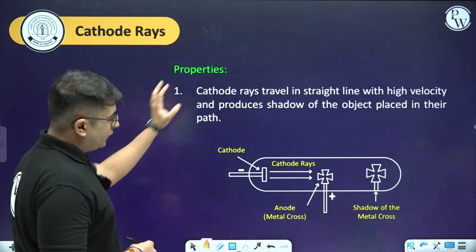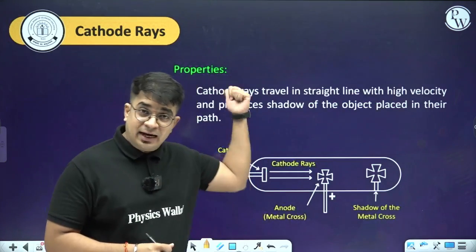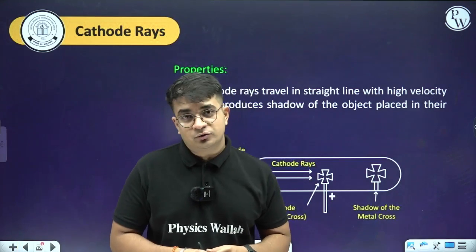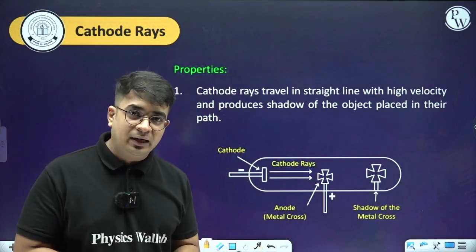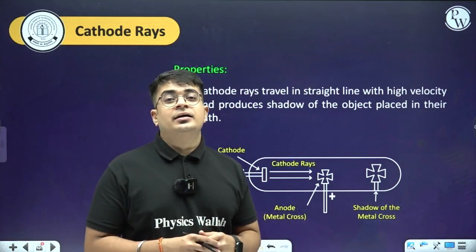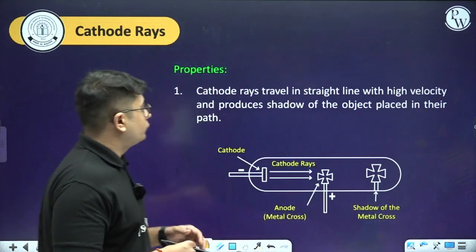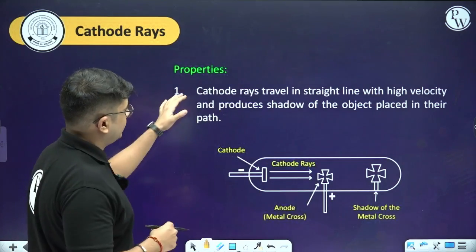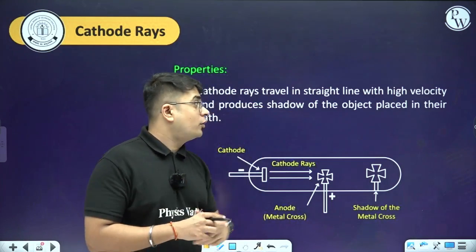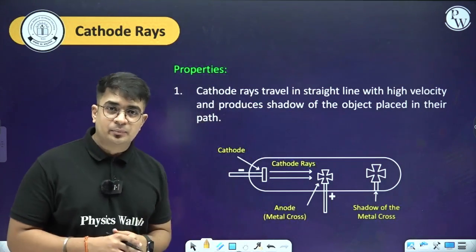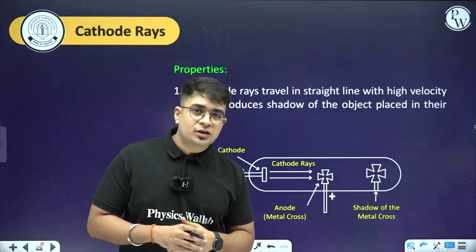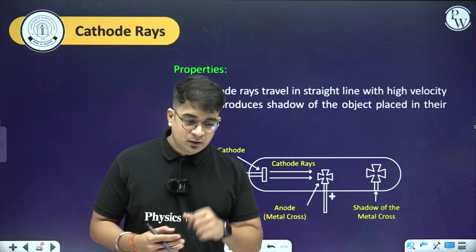Now if I talk about the basic property analysis, that part entirely goes to J.J. Thomson, because he was studying the nature of the rays produced in the discharge tube experiment. First of all, he said that cathode rays travel in a straight line with very high velocity and produce a shadow of any object placed in their path. If something is not moving in a straight line, you definitely cannot see any shadow formation.